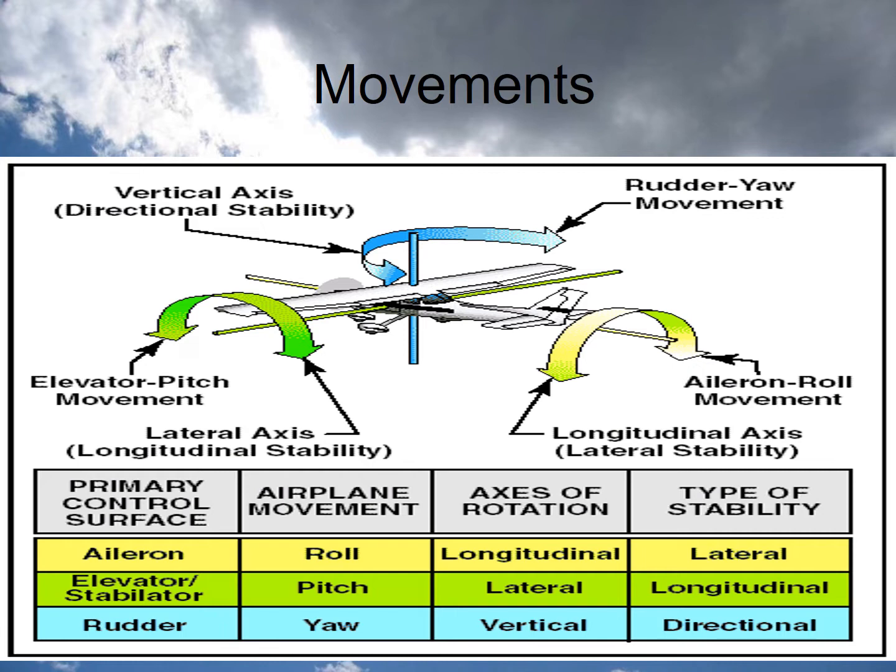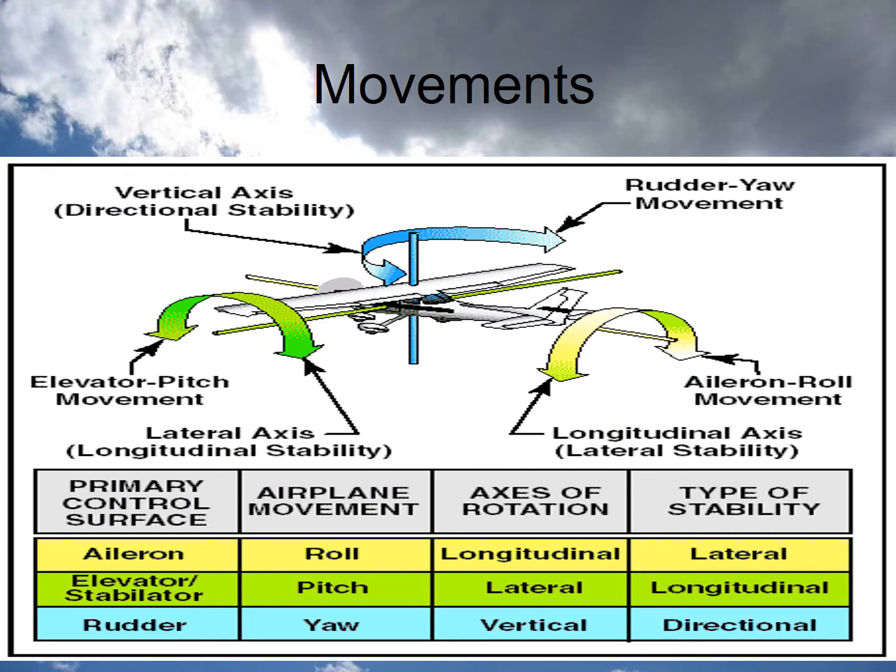For the lateral axis, we have elevator movements, where we have pitching up and pitching down. For the vertical axis, we have the rudder yaw movements, where we can yaw to the right and yaw to the left. And for the longitudinal axis, we have the aileron roll movement, where we can roll to the right and roll to the left.